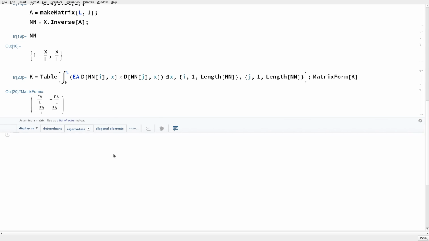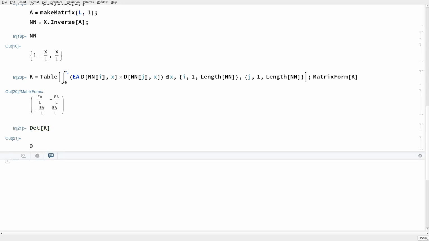Now, before I write the system of equations, I want to check something. I want to check the determinant of K. What does that mean? Singular matrix. What does that mean? Cannot invert. Can't invert it. So this is another property of finite element methods. The stiffness matrix will always be singular. How do we make it non-singular?